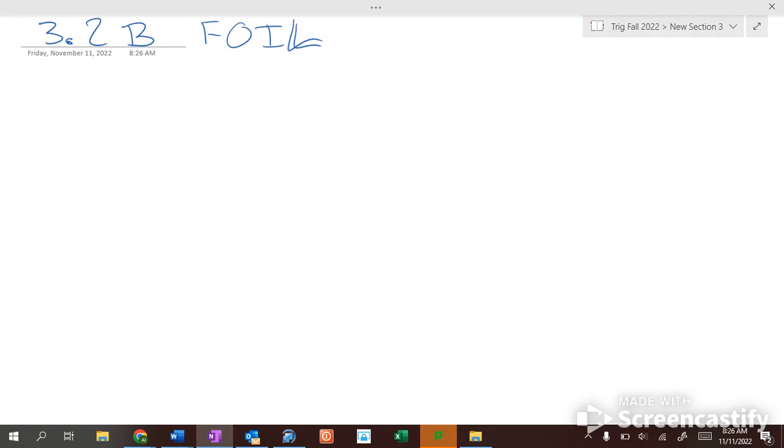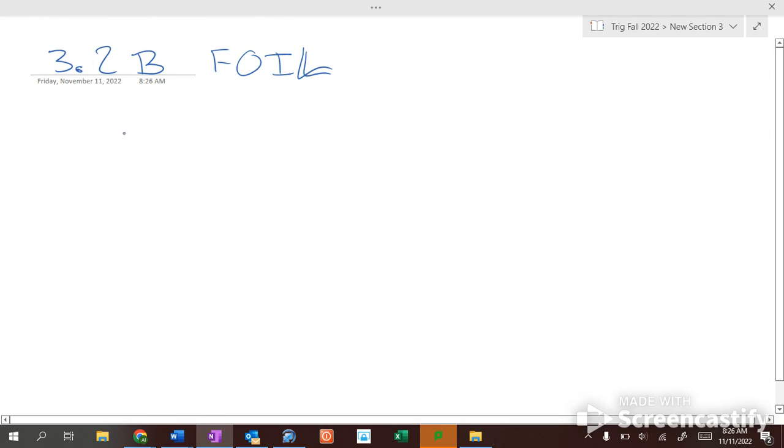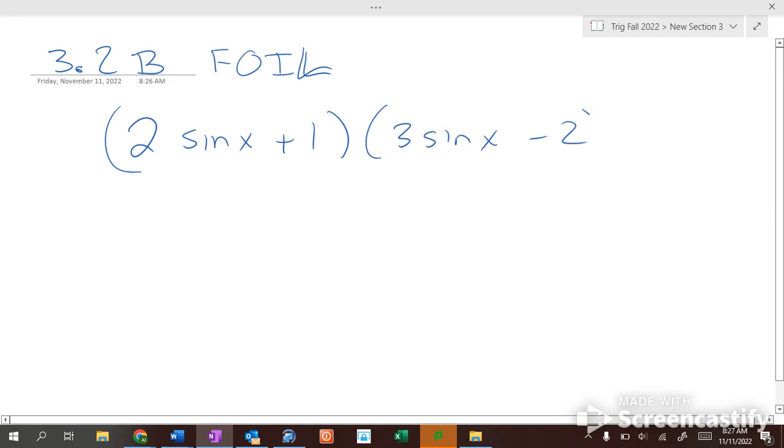All right, FOIL. Most of the time that we have FOILed, we've had conjugate pairs. But today, not everything's going to be a conjugate pair. So it's like 2 sine of x plus 1 times 3 sine of x minus 2. This is no different than the FOILing you learned back in Algebra 1. First, outer, inner, and last.